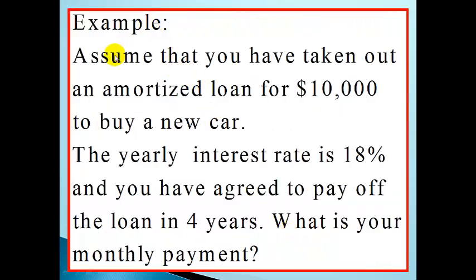Example: assume that you have taken out an amortized loan for $10,000 to buy a new car. The yearly interest rate is 18%, and you have agreed to pay off the loan in 4 years. What is your monthly payment? I go over the question again.